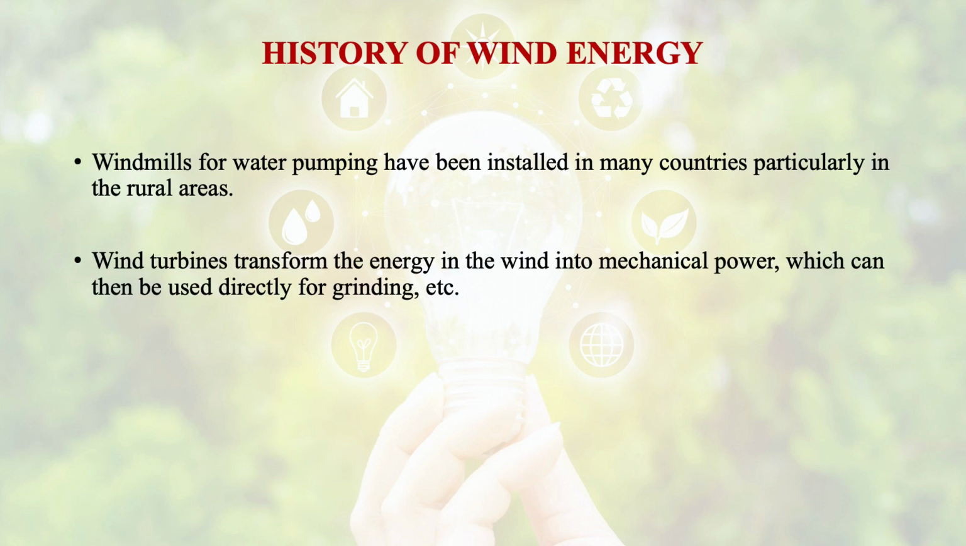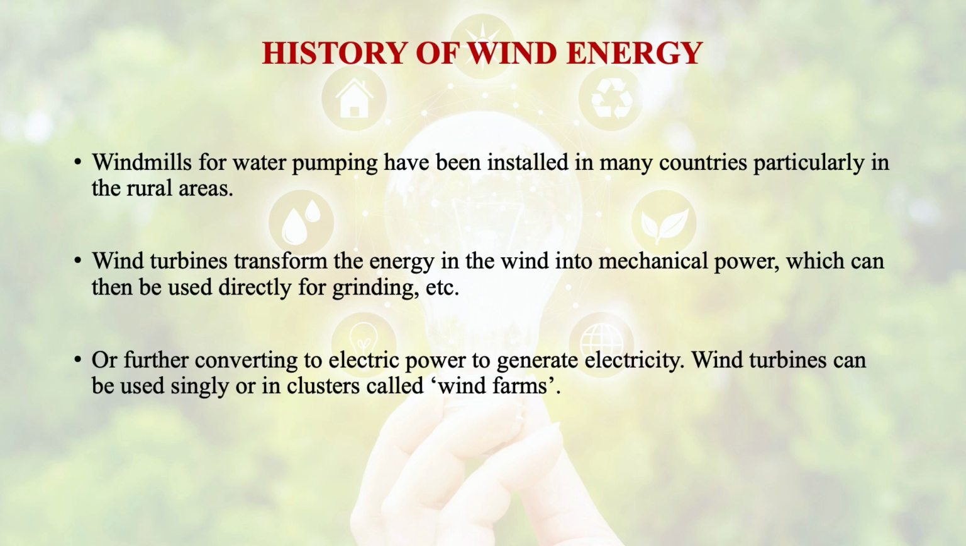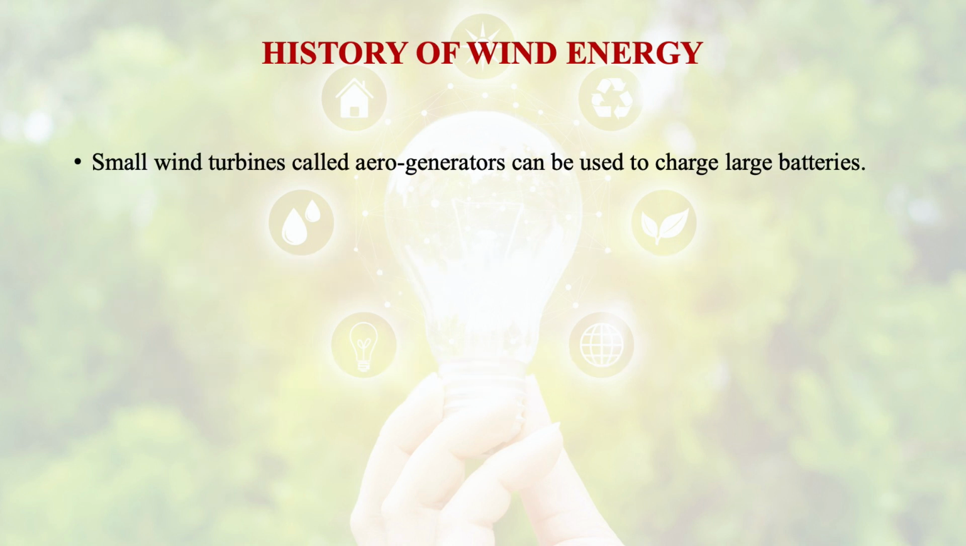Wind turbines transform the energy in the wind into mechanical power, which can be used directly for grinding, etc., or further converted to electric power to generate electricity. Wind turbines can be used singly or in clusters called wind farms. Small wind turbines called aerogenerators can be used to charge large batteries as well.